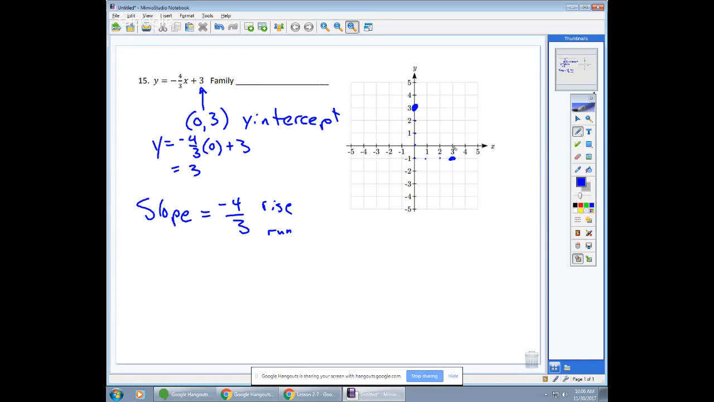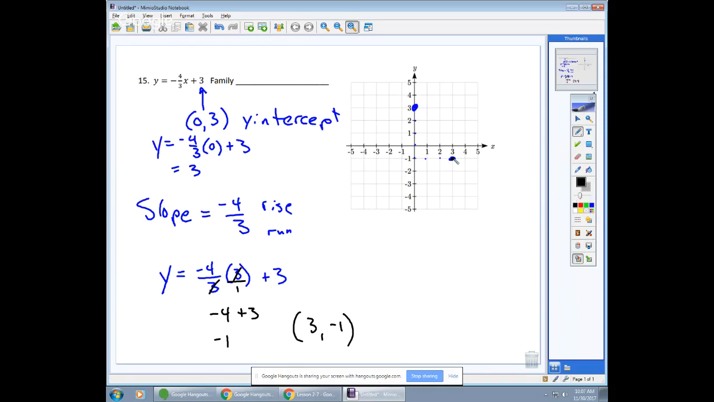Double check that. If I plug in 3, multiplying fractions, I'd look at that as 3 over 1. And when we multiply fractions, we can cancel ahead of time. So that's -4 plus 3. So y is definitely -1 there. So for sure, I have the point (0, 3), and now I have the point (3, -1).